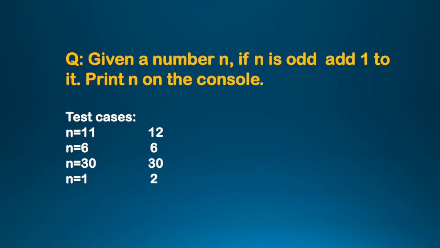Given a number n, if n is odd, add 1 to it and then print the number on the console. So we have been given some test cases. For example, if n is 11, because 11 is odd, it should become 12 and that is the output on the console. If n is 6, n is even, so the output is 6. If n is 30, the output is 30. If n is 1, because it is odd, we add 1 to it and hence 2 is the output.